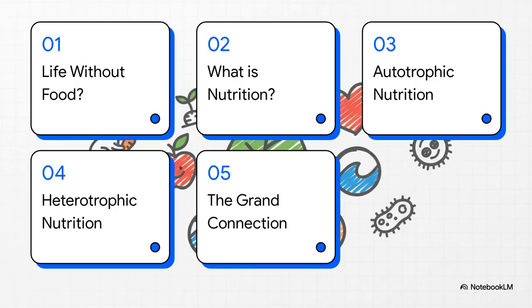First, we'll ask a very simple question. Can there be life without food? Then we'll define what nutrition actually is. After that, we'll learn about the two main types of nutrition, autotrophic and heterotrophic. And finally, we will see how everything is beautifully connected.